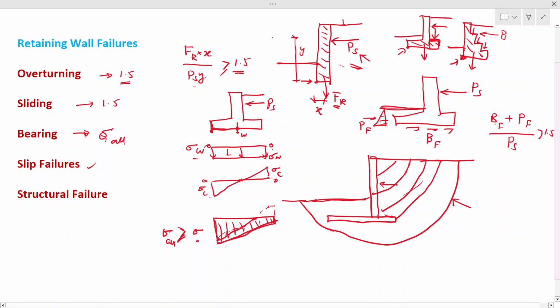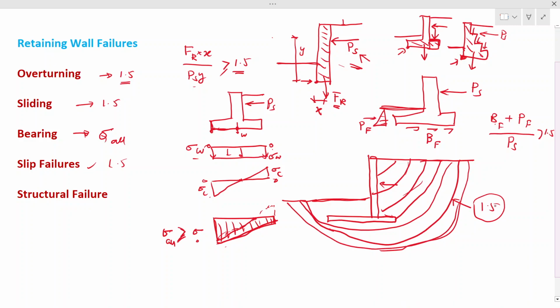So for this one also we generally maintain a factor of safety of 1.5. So the factor of safety is maintained around 1.5. These kinds of failures will be difficult to check manually. You can use software, and with that software you can find the factor of safety for these failure circles. So you should check the minimum factor of safety for all these curved lines. Sorry about my drawing, but you have to make sure the minimum factor of safety of 1.5 is met, otherwise you have to make some modifications here.